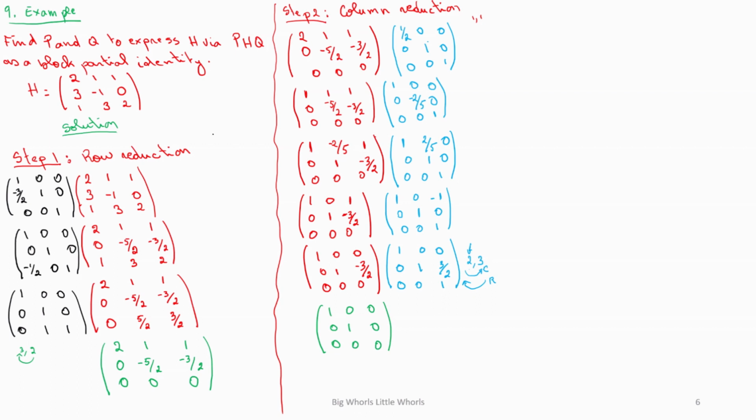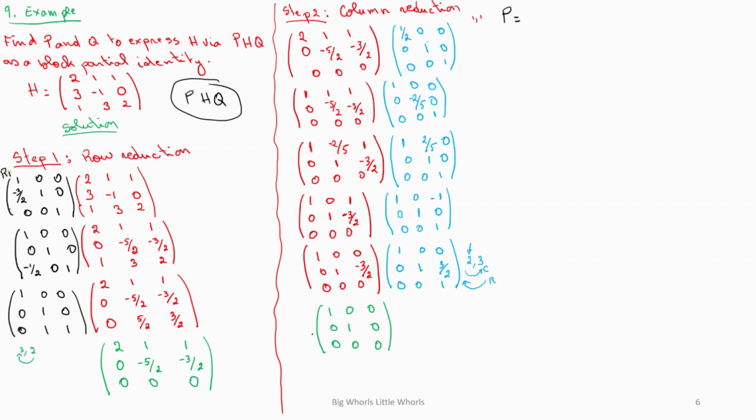So to go from H to the block partial identity, we can do row reduction steps followed by column reduction steps. And since having done those steps leads to the block partial identity, we have P, H, and Q. Okay, this new matrix we have just obtained by doing all these steps and the block partial identity are matrix equivalent. As you can see, P is going to be equal to all these matrices we used to perform the row reductions, but you have to be careful about how you write them down.